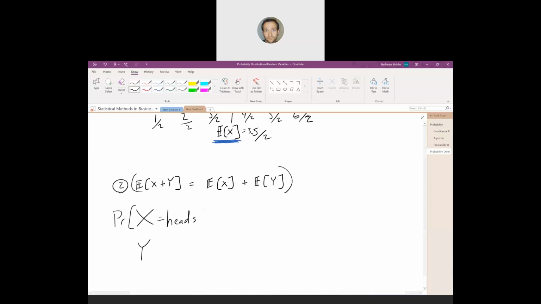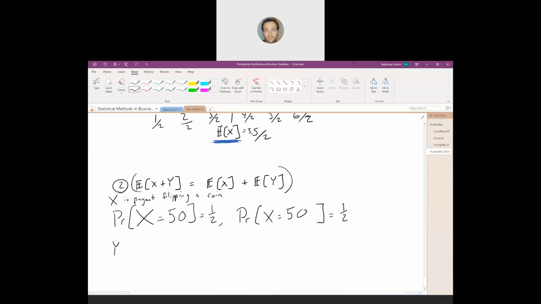So the probability of x equals heads is a half. And the probability that x equals tails. Oh, 50 each. Well, that's an easy game. You just always get $50. Okay. Fine. So this is x is payout flipping a coin.